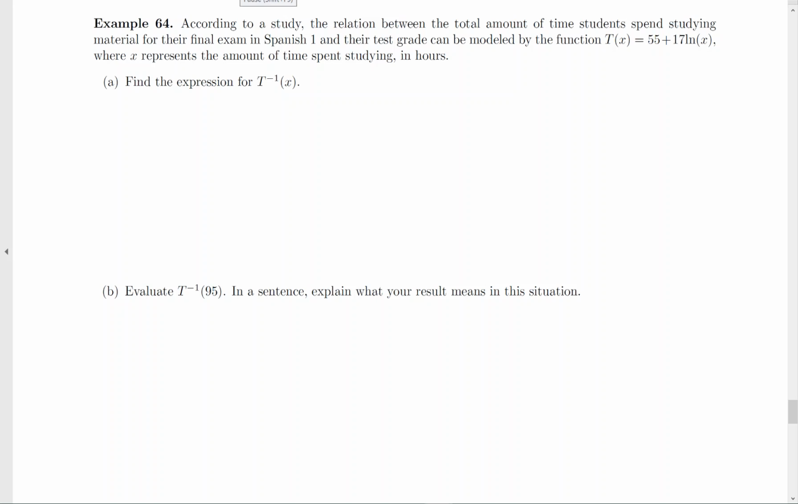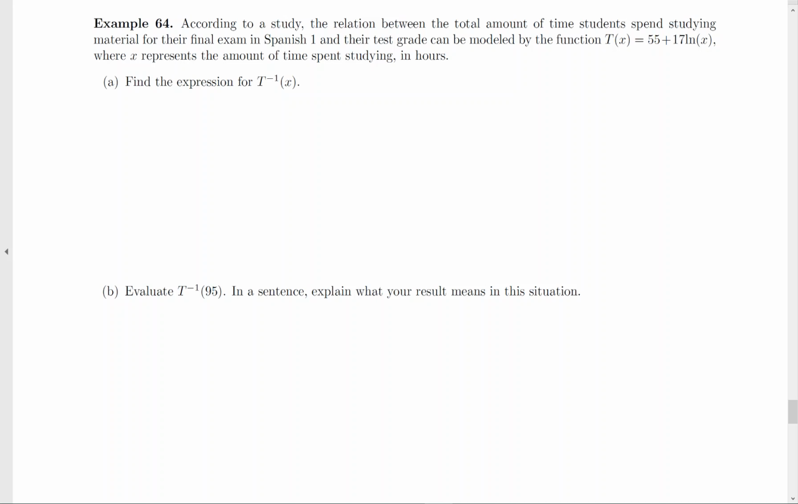Example 64 reads, according to a study, the relation between the total amount of time students spend studying material for their final exam in Spanish 1 and their test grade can be modeled by the function T of x equals 55 plus 17 natural log of x, where x represents the amount of time spent studying in hours. Find the expression for T inverse of x.